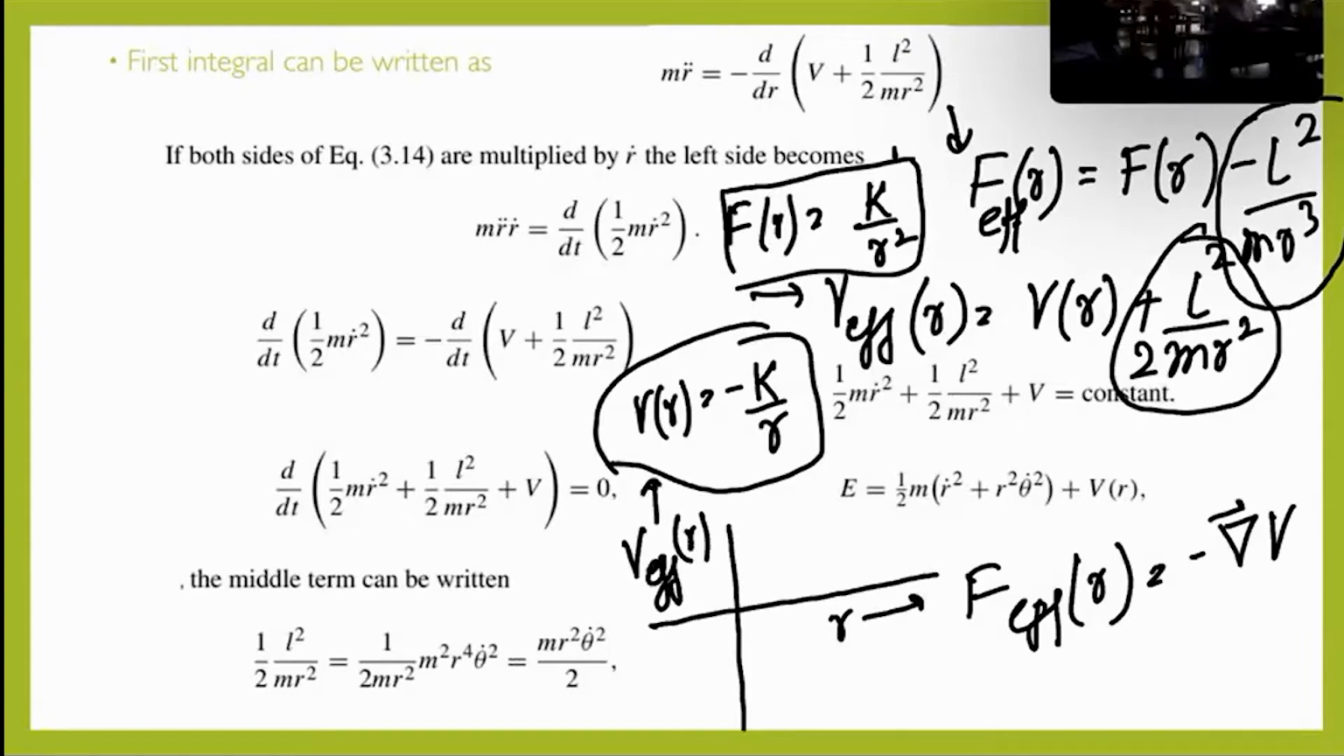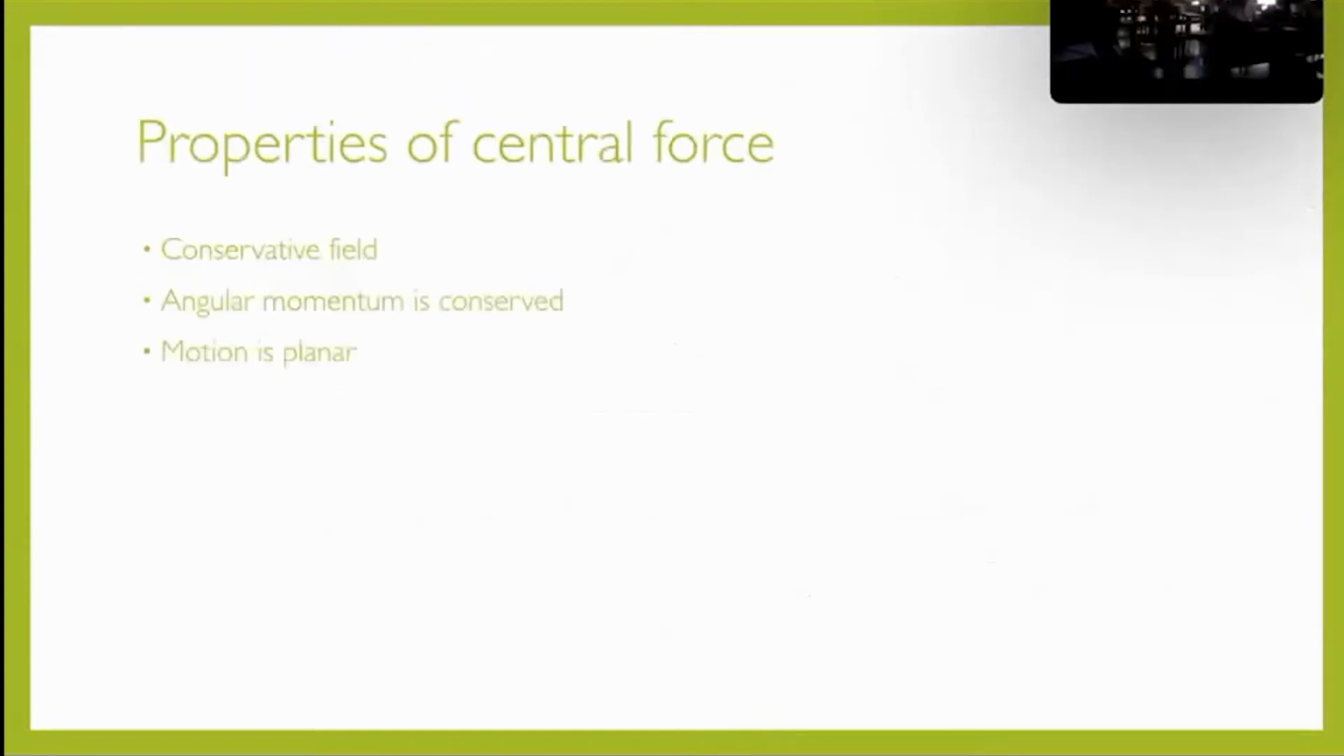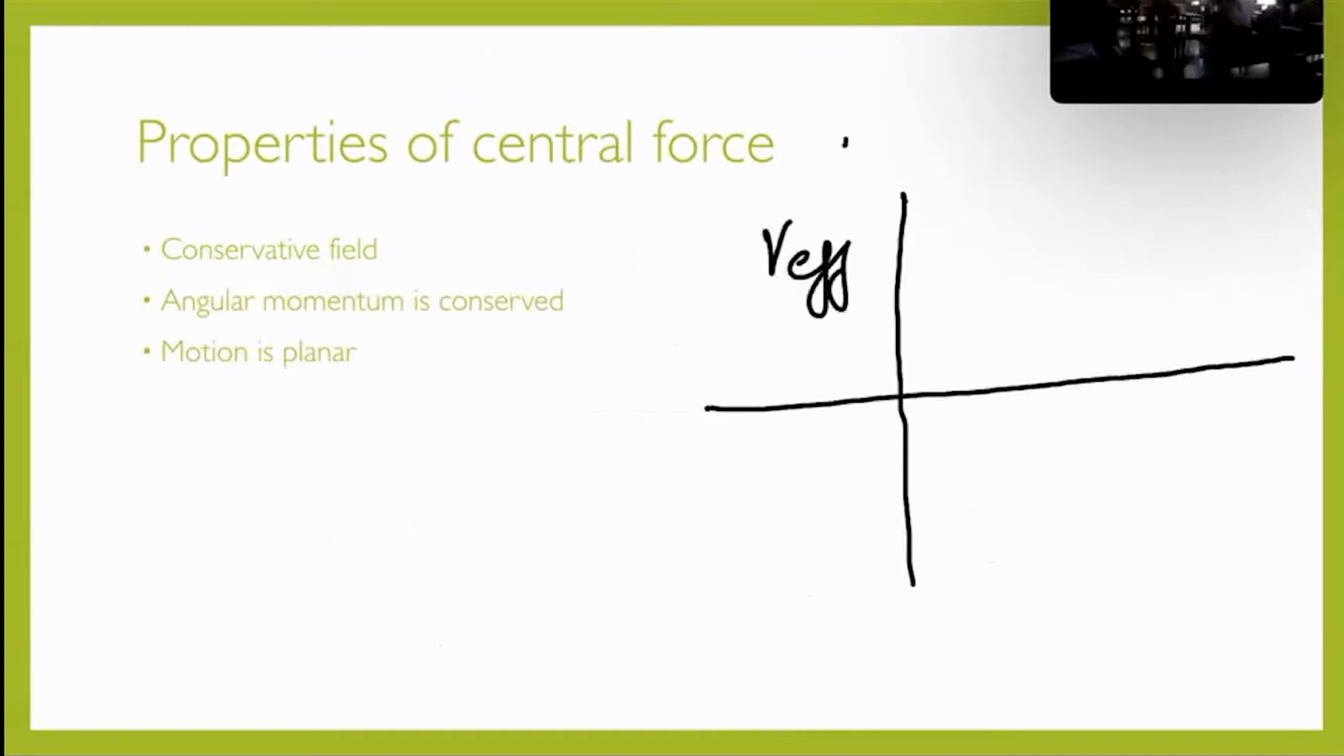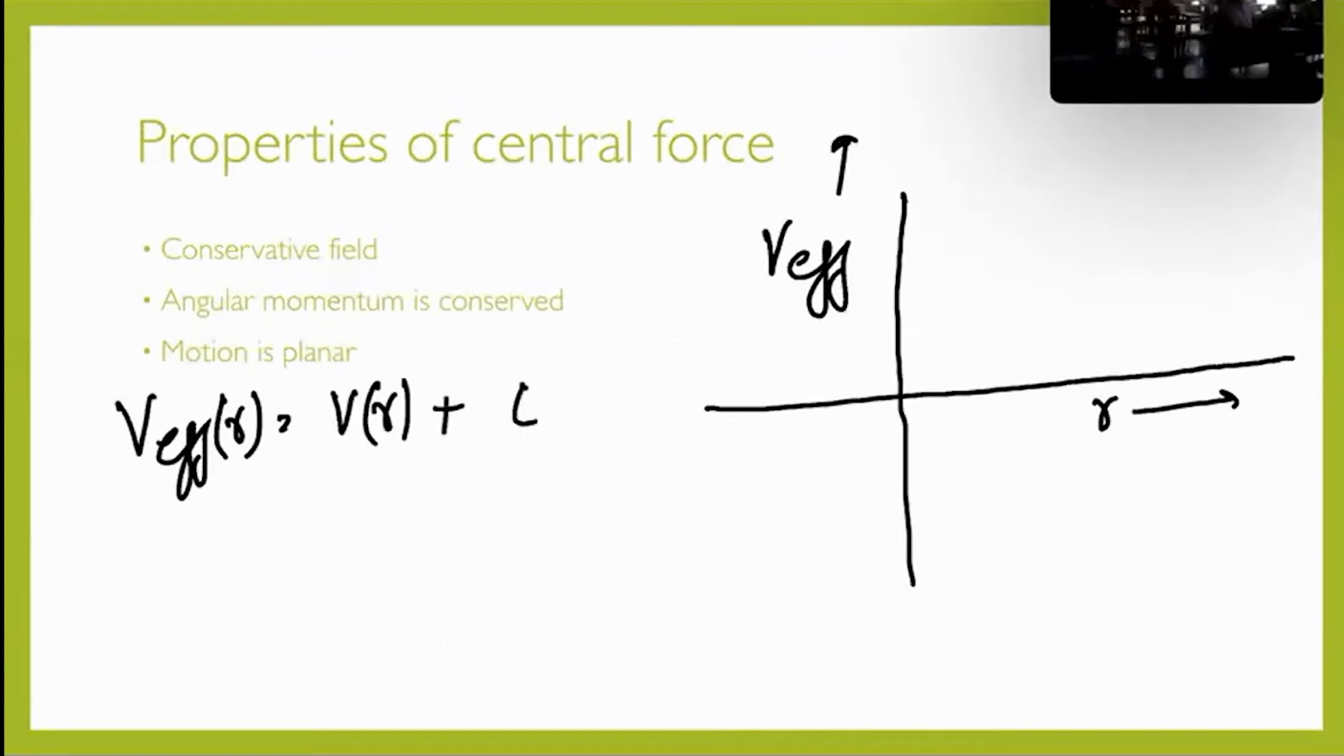This is looking very cramped, so let me go to another slide where I have space. This is V effective, and this is your R. We know that V effective is equal to V of R plus L squared by 2 m R squared. Here your V of R is nothing but minus K by R, because I'm taking an inverse square law force.